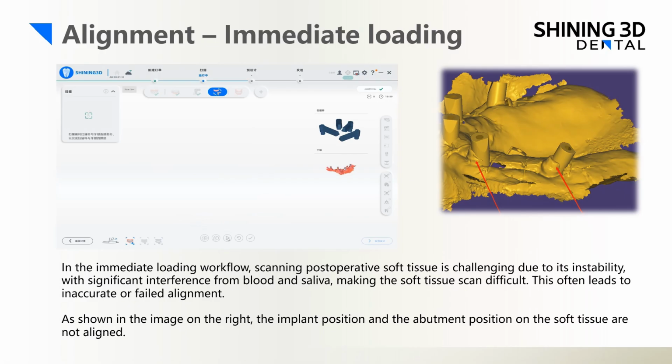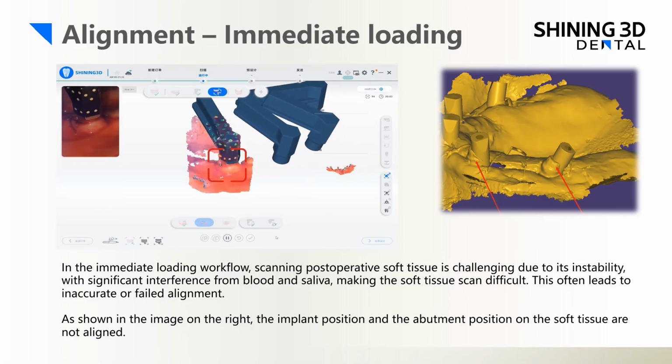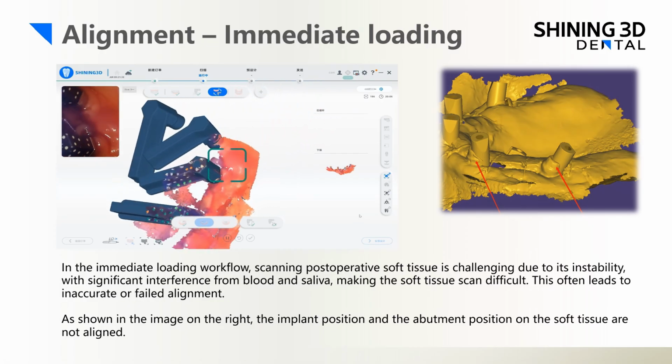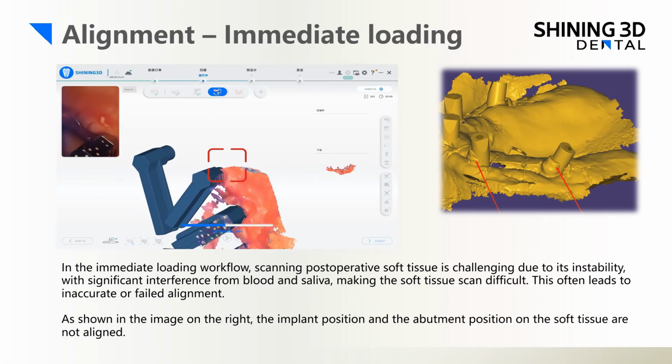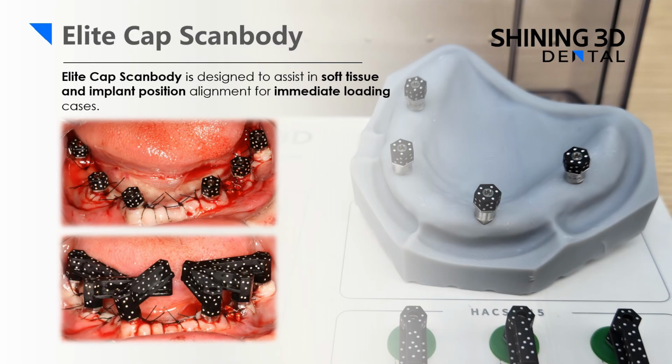Inaccurate alignment can ultimately result in excessive pressure on the gingiva by the restoration. As shown in the image on the right side, the implant position and the abutment position on the soft tissue are not well aligned. To address the challenges in immediate loading cases, we introduced the Cap Scanbody to assist in soft tissue and implant position alignment.